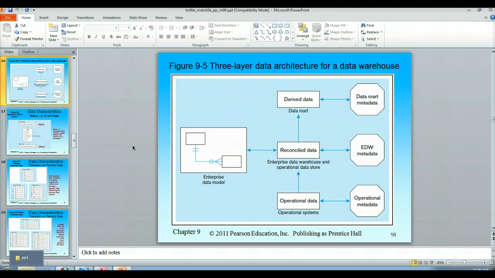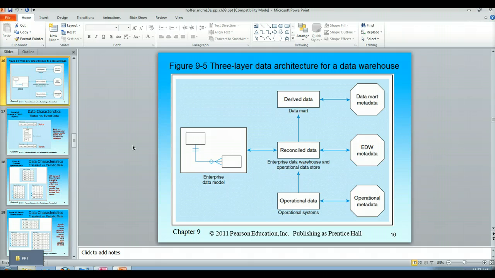on the left. Then on the bottom, we have our operational data. So now our operational data is made up of our operational metadata. Again, the description of what our operational data is. And then we have our operational system. That operational data from our operational system gets pulled into what's known as the reconciled data.